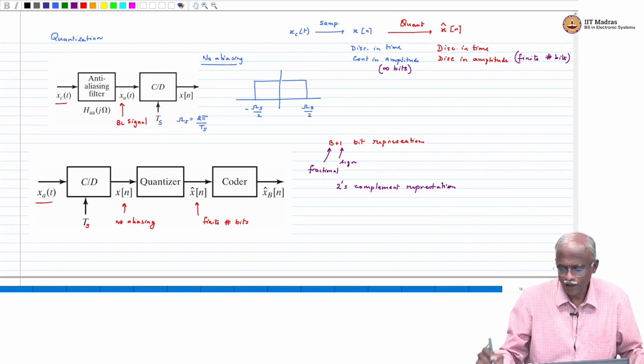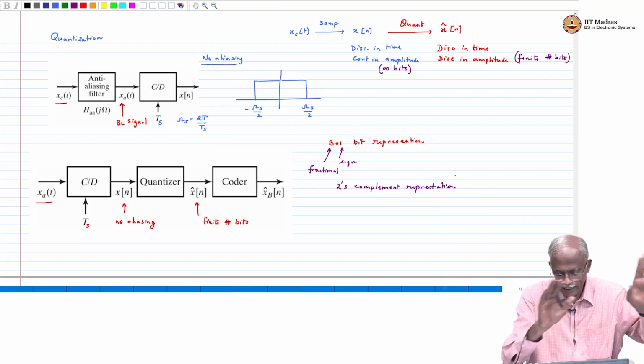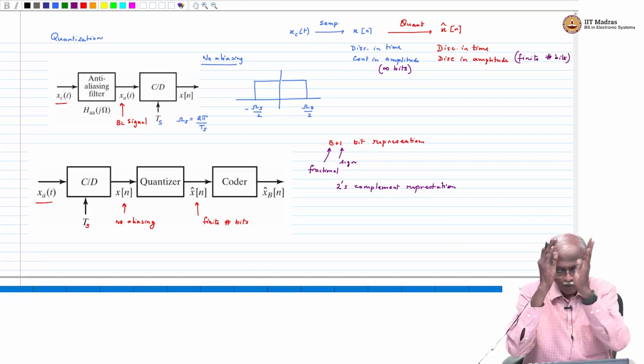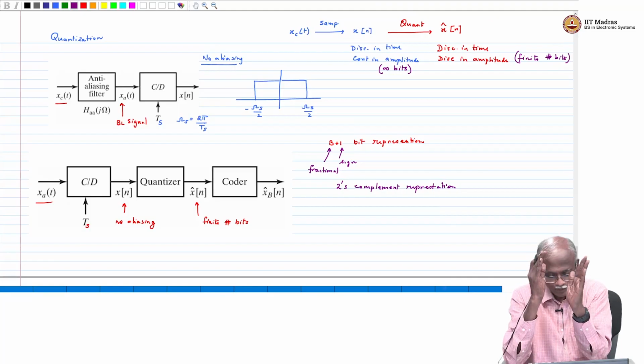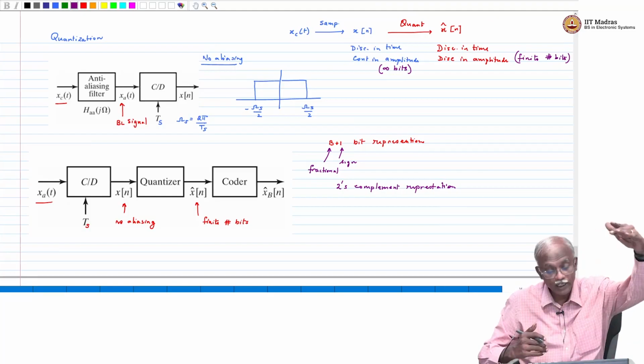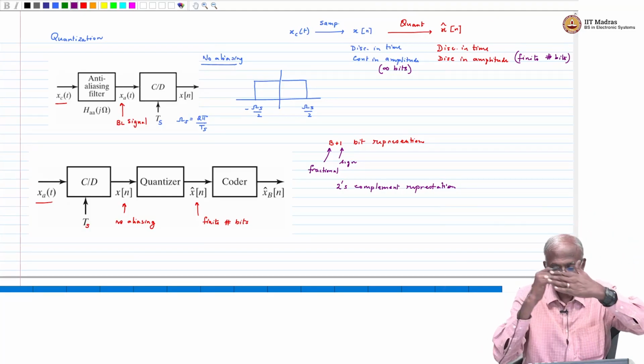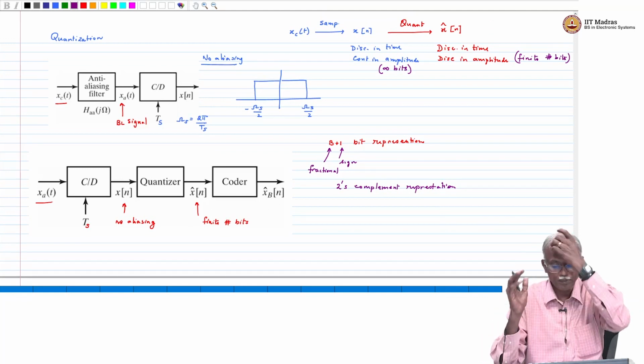So the basics are all cleared. There is no aliasing because of the anti-aliasing filter. We are sampling at Ts and we produce a discrete time sequence which has infinite precision. We are going to convert it to a b plus 1 bit representation.